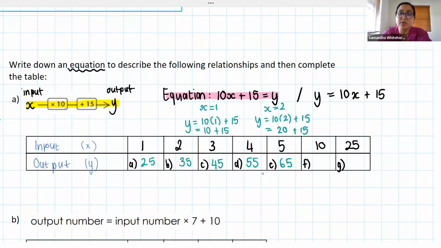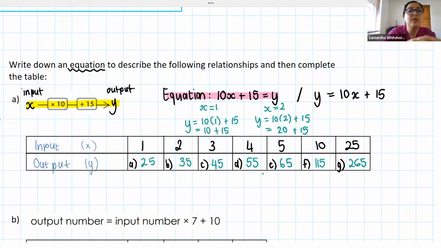The next one is not so easy to follow because our input values don't follow on from each other. They're not consecutive like the first 5 were, so we just need to be careful there. But we can use substitution or we can use our flow diagram. 10 times 10 is 100, plus 15 is 115. 10 times 25, 250, plus 15, 265. So those would be the correct outputs for this table.